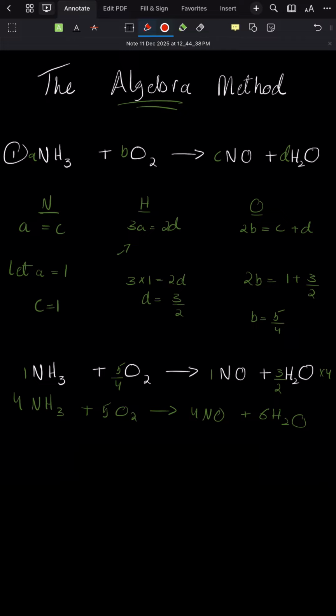On the right hand side we have 4 times 3, 12 hydrogens. On the left hand side we also have 12 hydrogens. On the left hand side we have 2 times 5, 10 oxygens. On the right hand side we have 4 plus 6, which is also 10. So our equation is balanced.